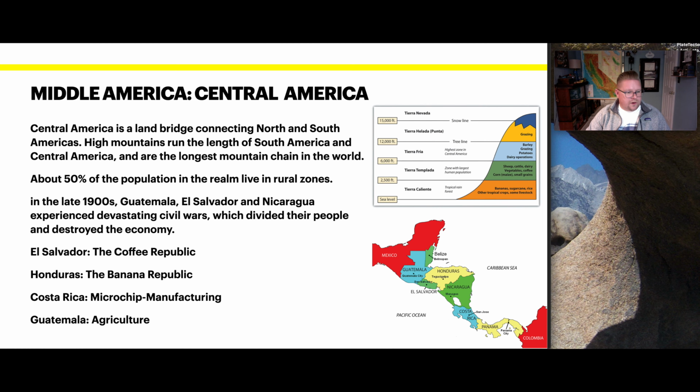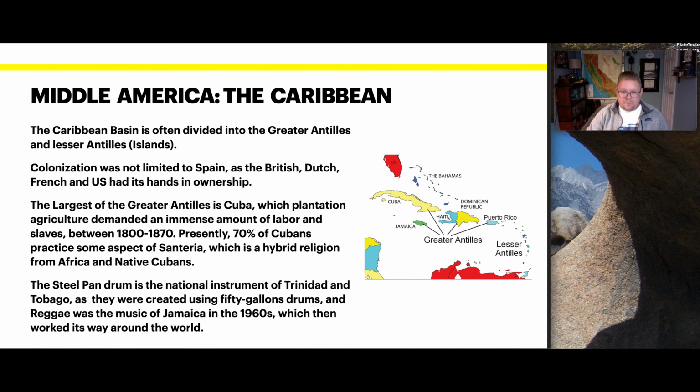Moving forward, we can look at the Caribbean. The Caribbean basin is often divided into two smaller pieces, known as the Greater Antilles and the Lesser Antilles, which means islands. Colonization was not limited to just Spain. When we think about the Spanish Inquisition and the moving in, the British, Dutch, French, and even the United States have had their hands and ownership in many of these areas.